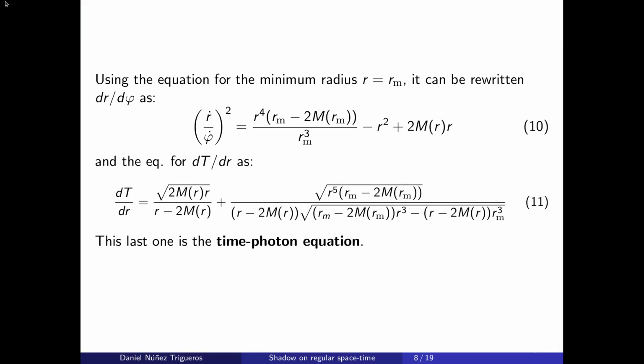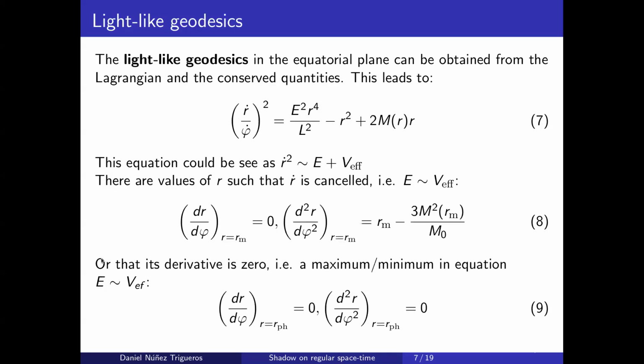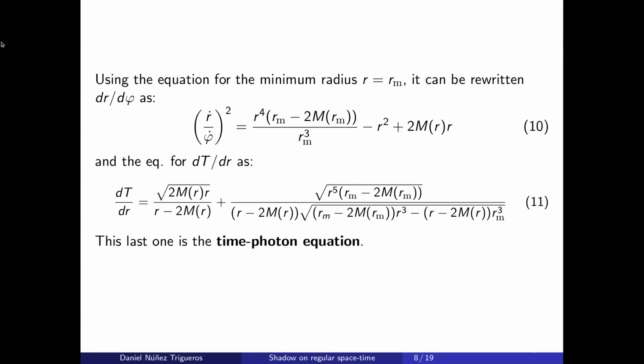And maybe you remember that the photosphere is going to be the smallest radius at which our photons could orbit around the objects in stable orbits. Semi-stable. Well, using that interpretation of the minimal radius, we could rewrite equation 7 in terms of Rn and vanish the energy and the angular momentum dependence. So we arrive at 10.